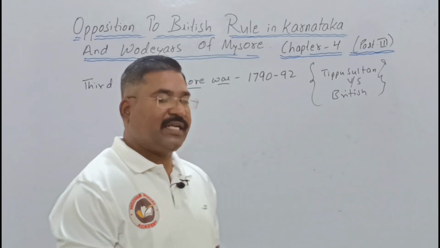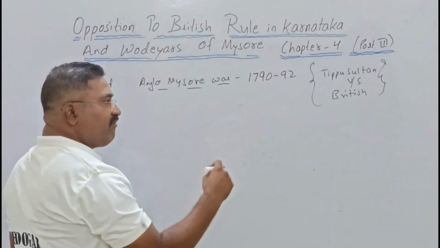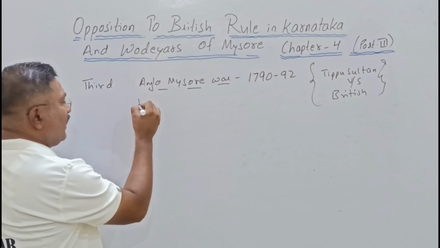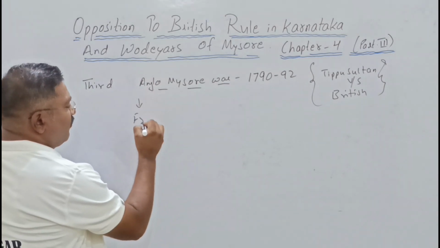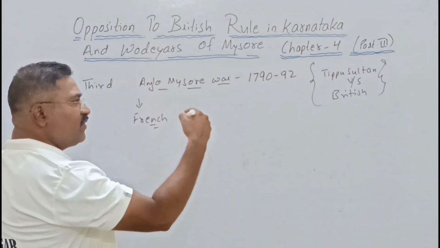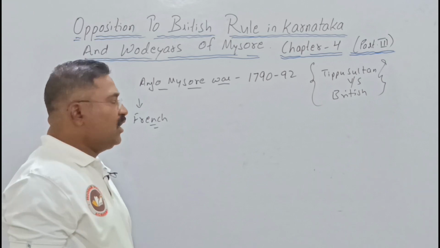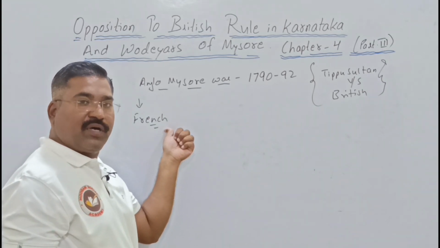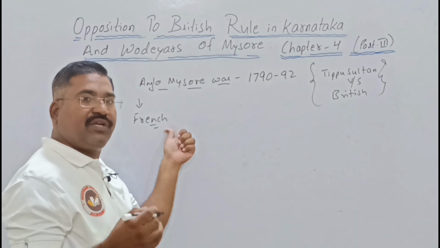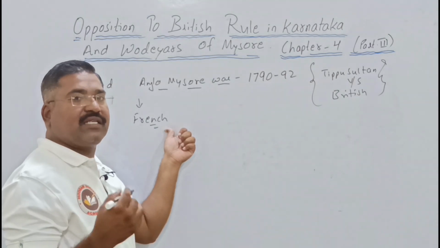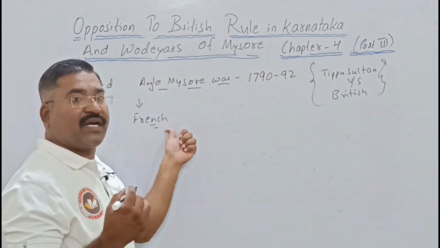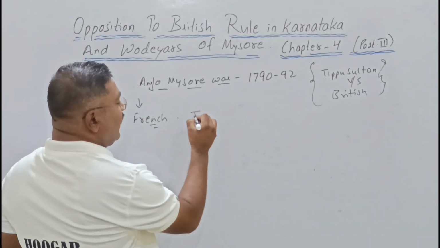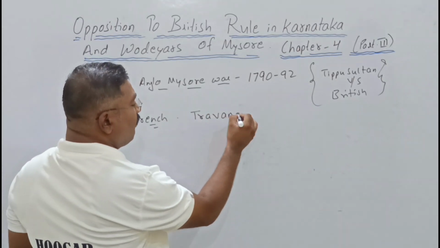Keeping this in mind, Tipu Sultan continued his effort to strengthen his power. So he joined hands with the French. The French were always with Tipu Sultan. Not only did Tipu Sultan have contact with the French, but he even sent his ambassadors to different areas to take some sort of help against the British.